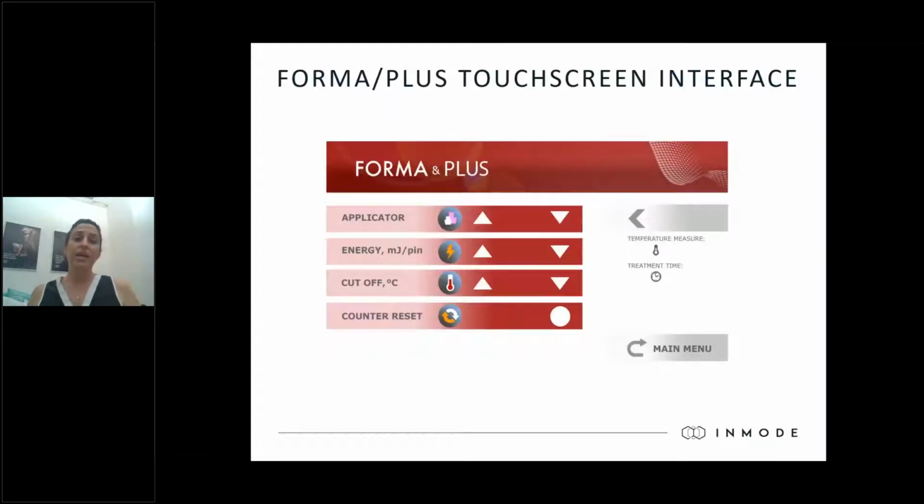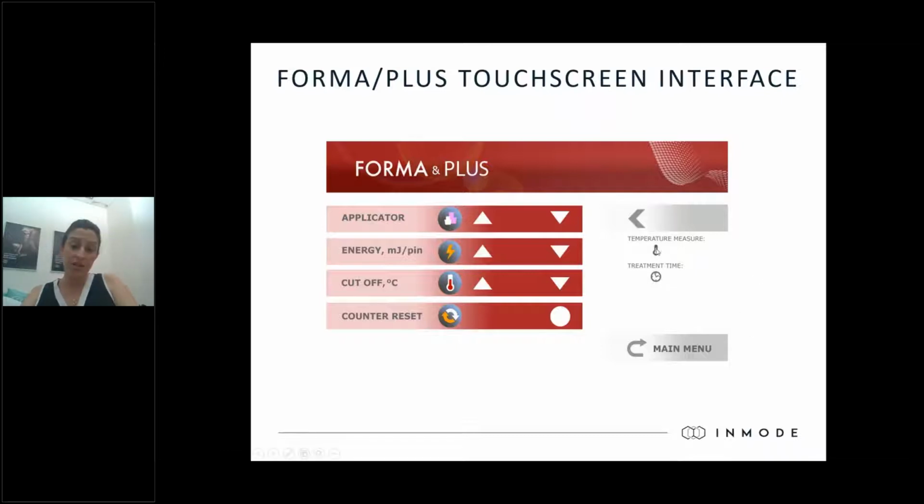Okay, about the treatment. So here's the screen. I think we will talk about that more specifically when we're actually working with the system in a few minutes. We do have to choose the Forma or the Plus. Okay, so make sure you're working with the right applicator. Cutoff temperature is as we discussed before.